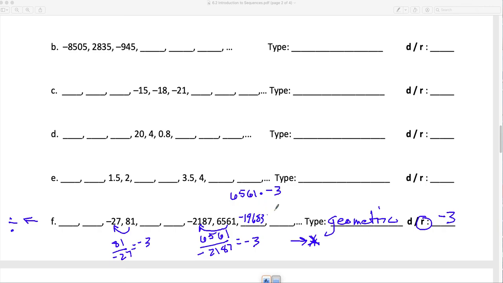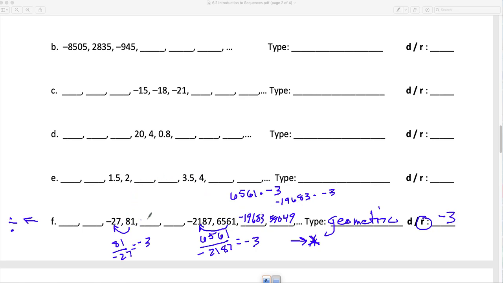And we're going to multiply that, negative 19,683 times negative 3, to fill in this one. So this is going to be positive this time, negative times a negative. And this is a huge number. Oh, excuse me, 59,049. I went too far. Okay, so true to form, it's increasing really, really fast, other than the signs are alternating.